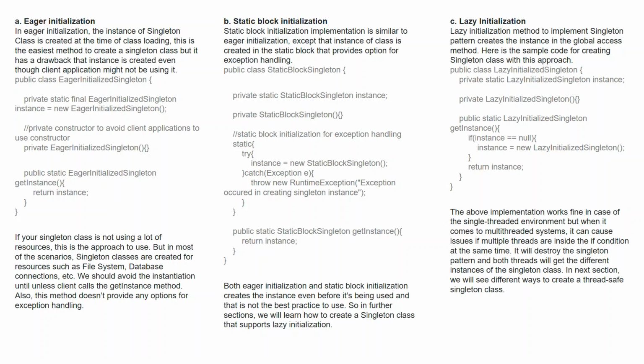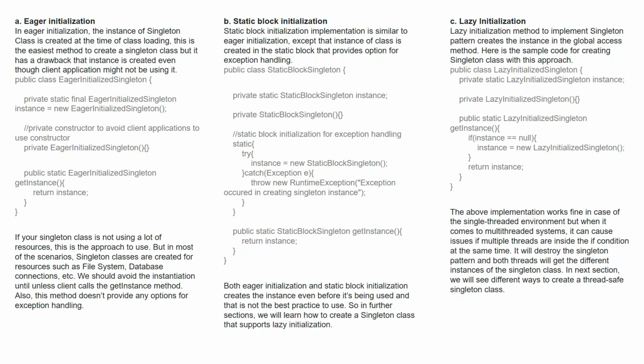B. Static block initialization. Static block initialization implementation is similar to eager initialization, except that the instance of the class is created in the static block that provides an option for exception handling. See an example.